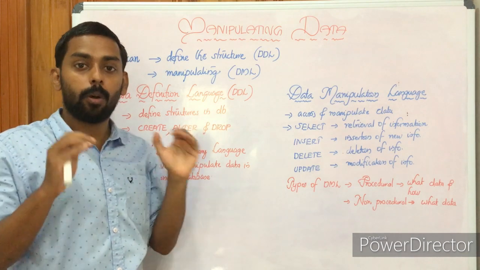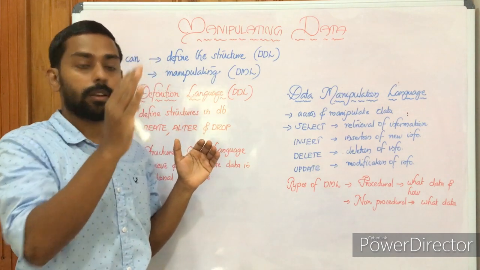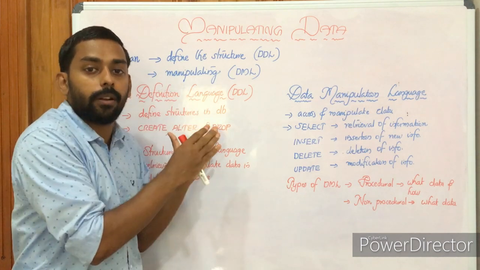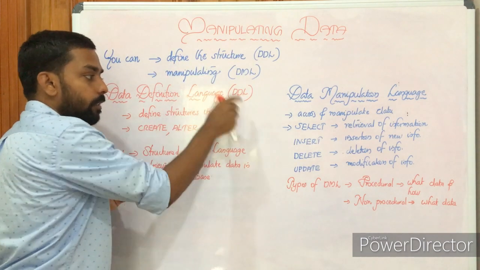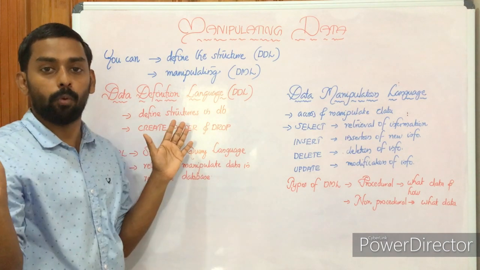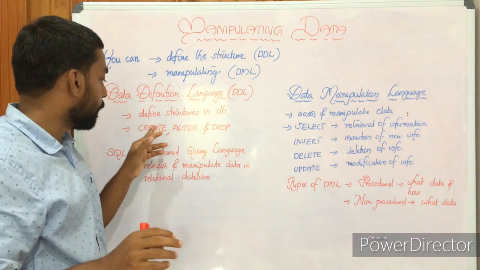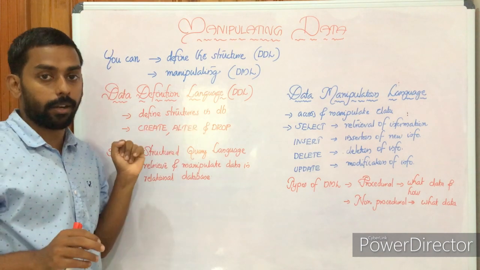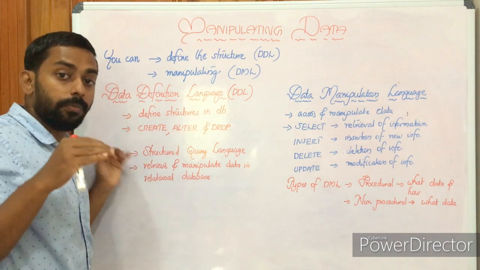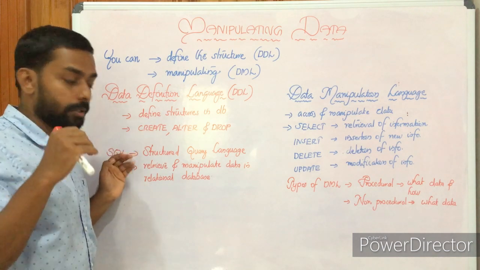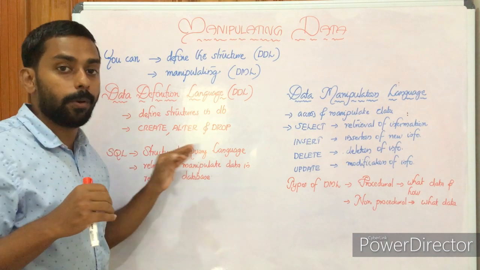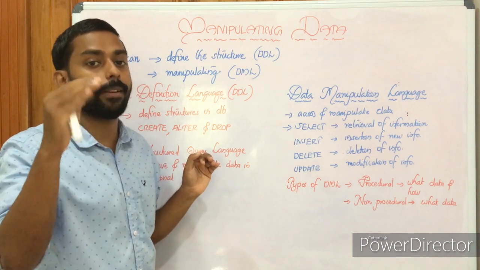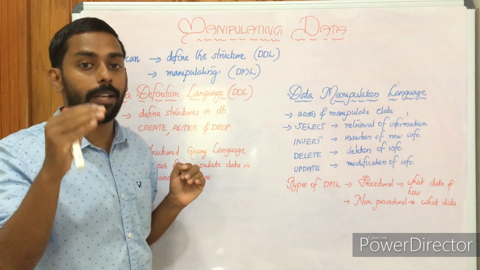Then drop. Dropping means removing the entire structure. At the time of destroying this board, what happens? The board, the structure, as well as what I have written, which is the data, both will be removed. So these are the commands create, alter and drop, which are used to define the structure in a database. And we are making use of SQL, structured query language, which is used to retrieve and manipulate data in a relational database. We are dealing with a relational database management system.